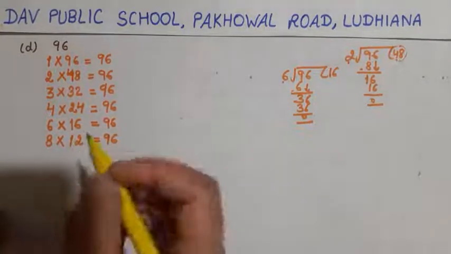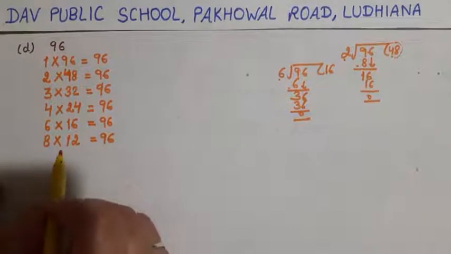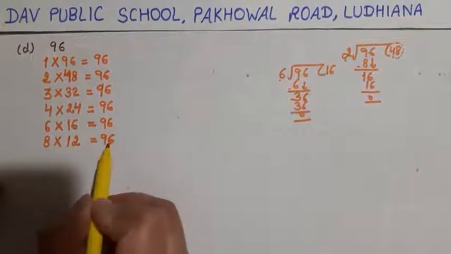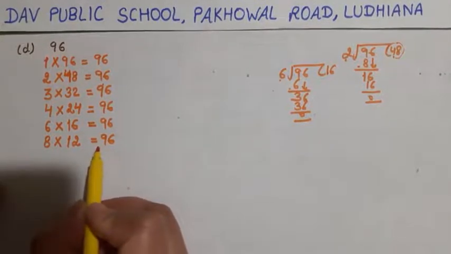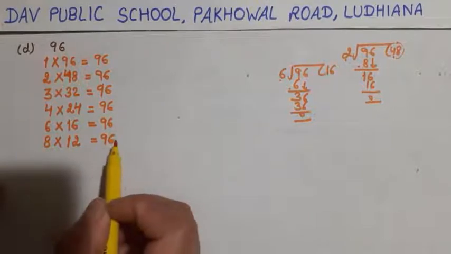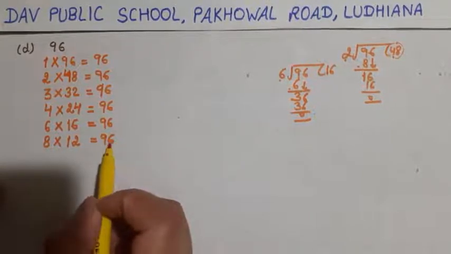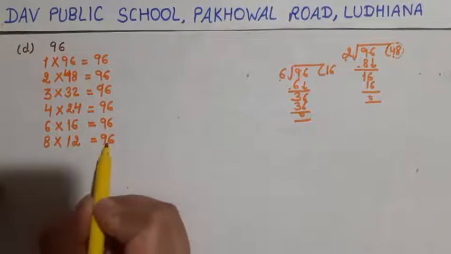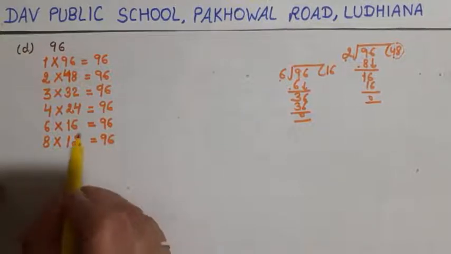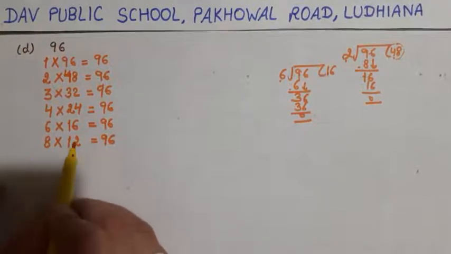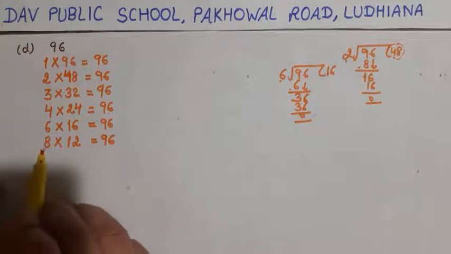12. Now 9 does not divide 96. 10 also does not divide 96. In a similar way, 11 also does not. And 12 divides 96, as you can see here. We will not repeat this pair. 8 multiplied by 12 or 12 multiplied by 8 is the same thing. Okay.